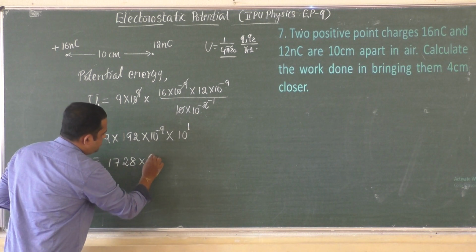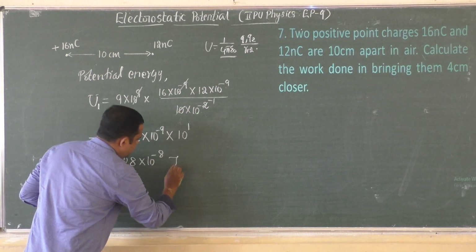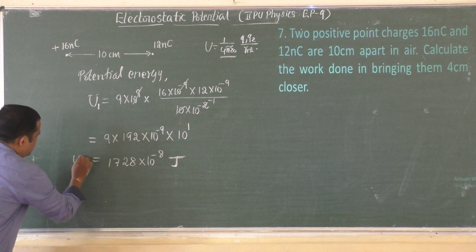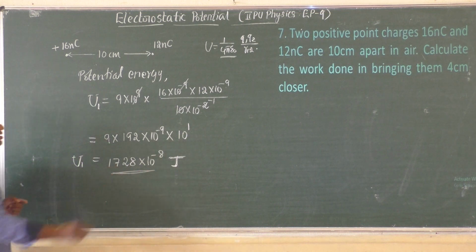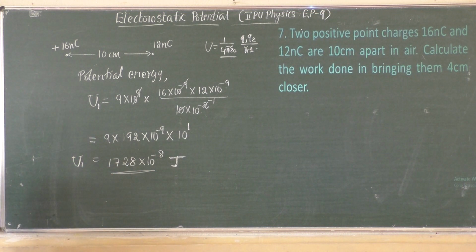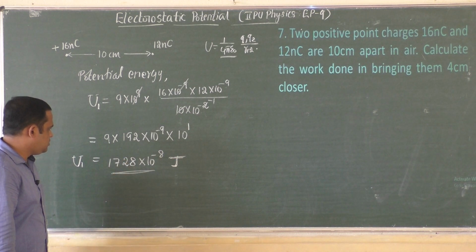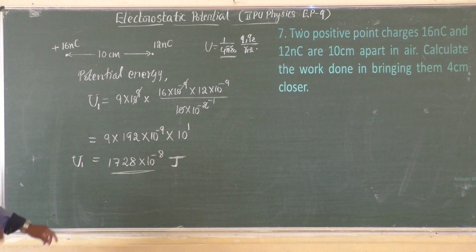1728 into 10 to the power minus 8, it is potential energy, therefore expressed in terms of joule. Sorry, not work done, it is the potential energy. U1 is equal to 1728 into 10 power minus 8 joule.